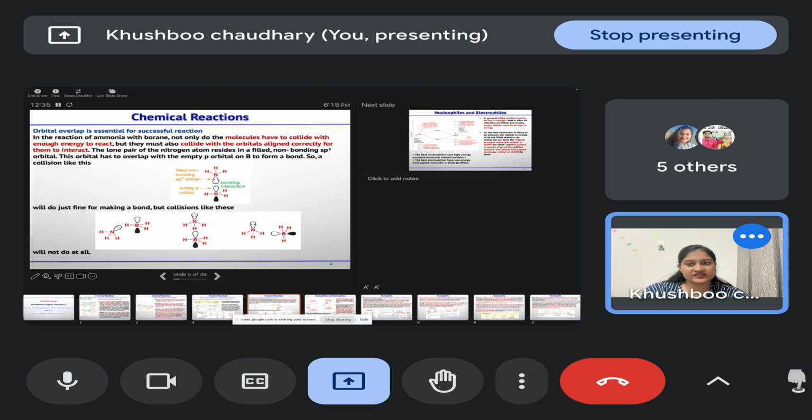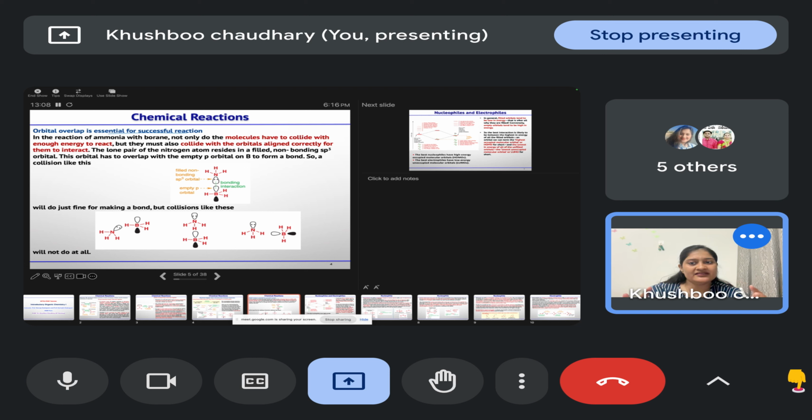Okay, let's move further. Now, orbital overlap is essential for a successful reaction. How are we explaining this? In the case of this ammonia and borane example, as we know, there is some attraction because of the lone pair of electrons on the nitrogen that is going to participate in the bond formation with the borane. The other aspect that we have to keep in mind is the orbital overlap.